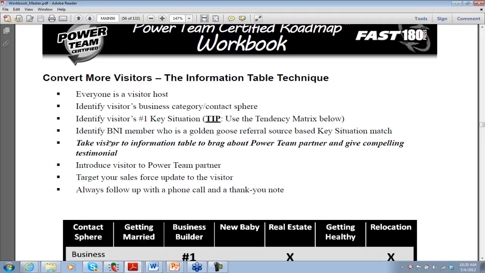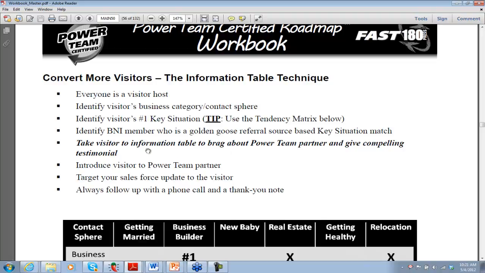The idea then is that you take the visitor to the information table first to brag about the Power Team partner and give a compelling testimonial. What I don't want you to do is get into a deep dialogue with the visitor about yourself and your products. I want you to ask them questions about who they are and what they do, identify their contact sphere, introduce them to somebody in the group that could be a good referral partner for them. But before you walk them over to that person, you bring them to the information table.